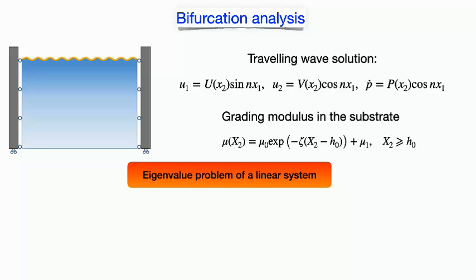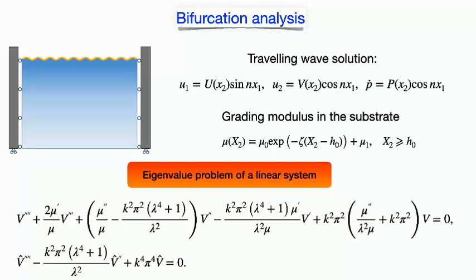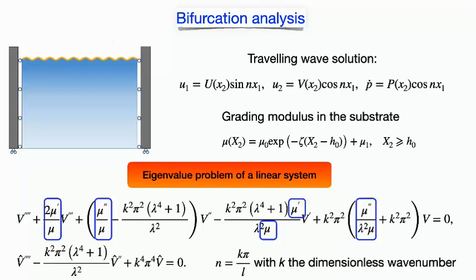And you can just substitute these solution forms into the equations and eliminate, for instance, u and p in favor of v. Finally, you will get two equations, one for the substrate and one for the film. Okay, first order linear ODEs. But note that because mu here is a function of x2, this equation is not an equation with constant coefficients. It's an equation with variable coefficients. And here this k is a dimensionless wave number.